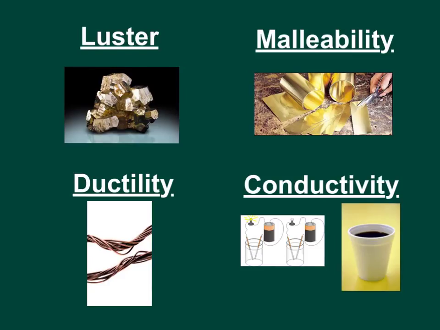All four of these properties tend to be properties of metals. Metals have luster, they're usually malleable and ductile, and usually they're good conductors of heat and electricity.